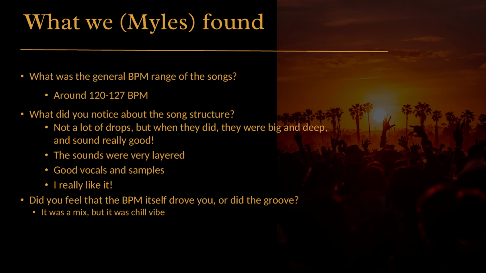So Myles, what did you find about the Afro House genre? That the general BPM range was around 120 to 127. And what did you notice about the song structure? It's not a lot of drops, but when there are, they are big and deep and they sound really good. Okay, is there anything else you want to tell us about it? The sounds were kind of layered, good vocals and samples. I kind of like it. Okay. Do you feel that the BPM itself drove you, or did the groove? It was a mix, but it was a chill vibe. A chill vibe. Okay, thanks.